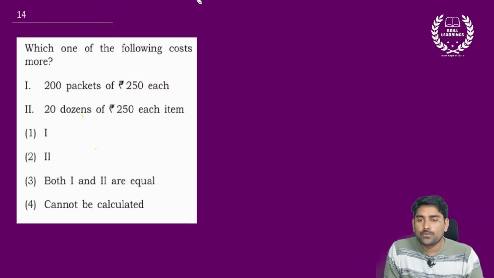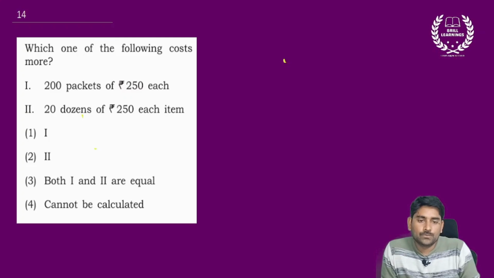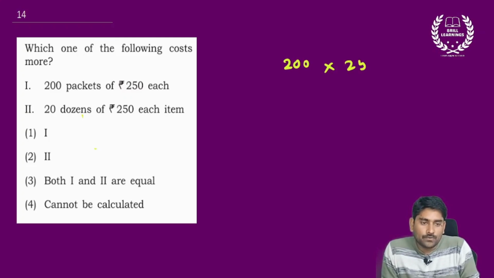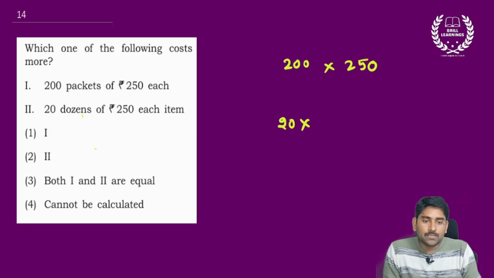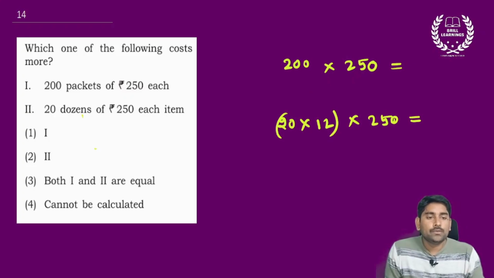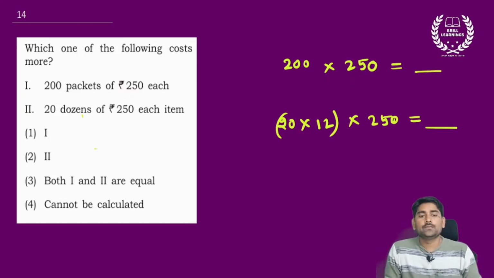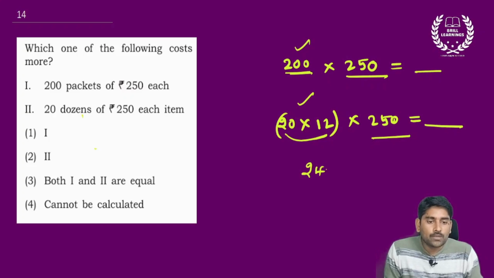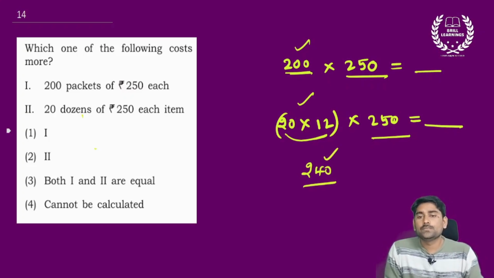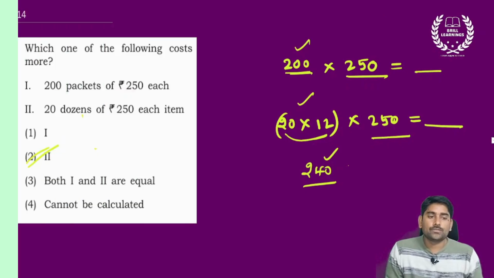Which of the following costs more? 200 packets of 250 each, or 20 dozens of 250 each. They have given 20 dozens, that means you have to multiply this 20 with 12, of each 250. Actually we need to find the values here, but there is no need to do that calculation. Here also 250, here also 250. Compare these values. Here 200, and 20 into 12 means 240. This is the bigger value. That means the second one is the answer. Okay. Let's move on to the next question.